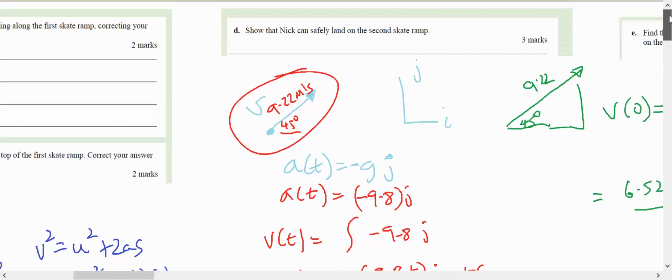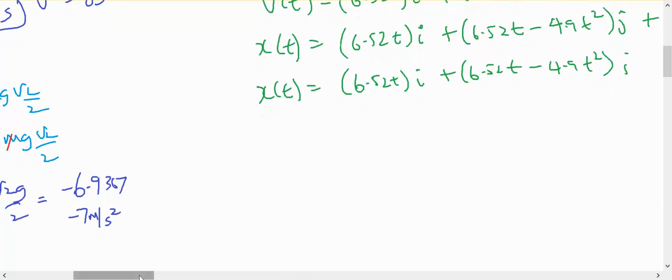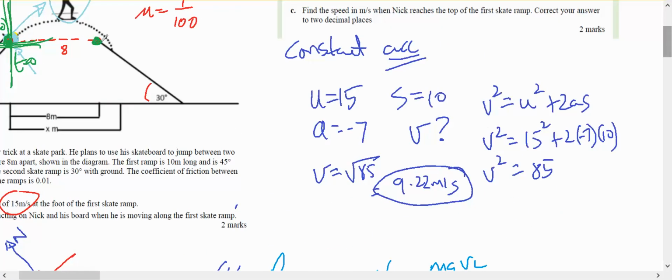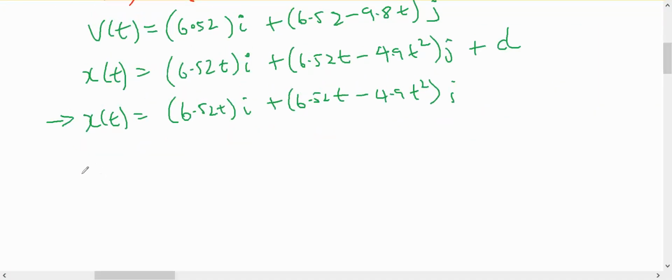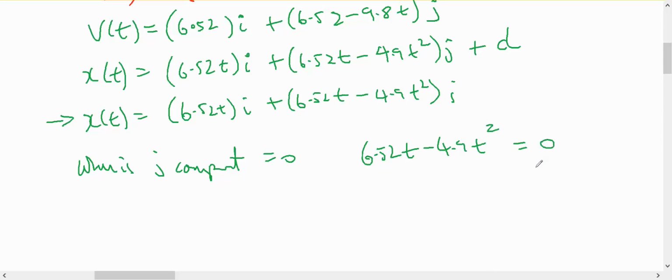Now, I can show that he lands safely if the time that the J component is 0, so if I want to make the J component of X equal to 0, that will tell me the time that we're back at the point where it would land on the ramp. And if J was 0 when this X value was bigger than 8, then the person has to land on the ramp. So what I'd like to do is find the time when the J component of position is 0. So when is J component equal to 0? So 6.52 T minus 4.9 T squared equals 0, and that's going to be at T equals 0 and T equals 1.33 seconds on a calculator.